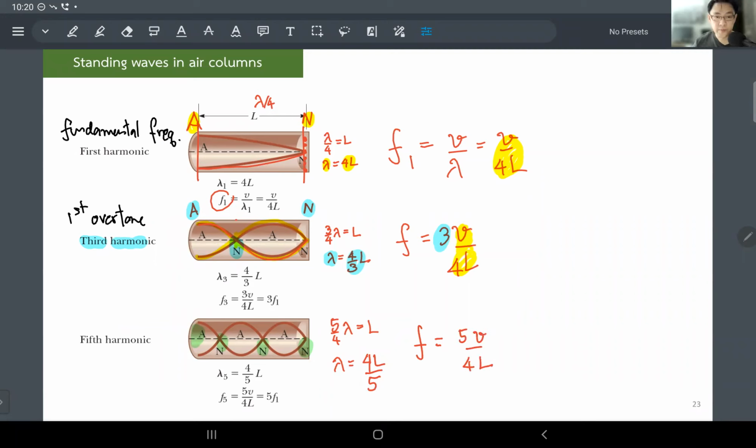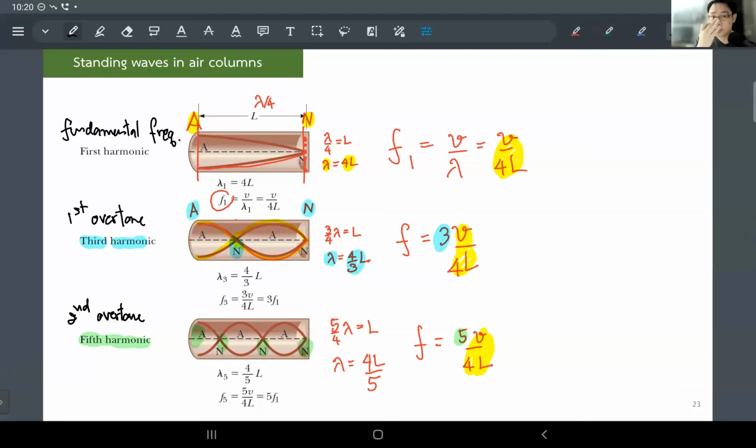Cool? And then what you have here is, once again, 5 times the fundamental frequency. So now you can call this one your 5th harmonic. And the 5th harmonic here is going to be your 2nd overtone. Then that's it. It's done. So this is the terminology that is going to be used in this topic.